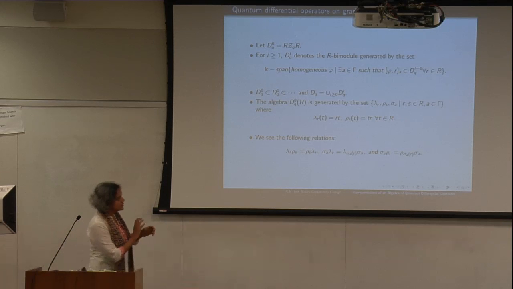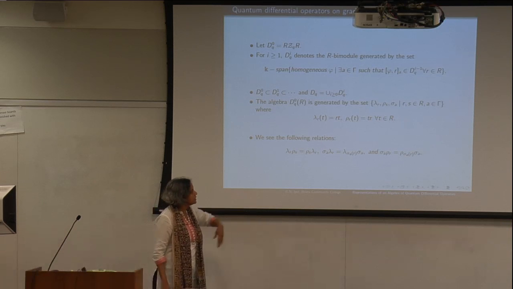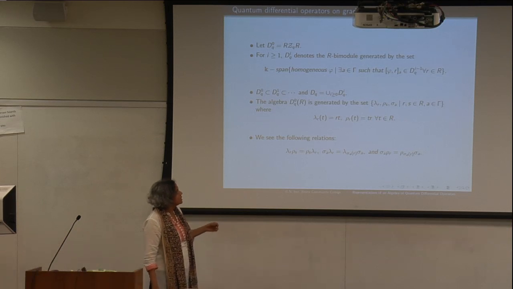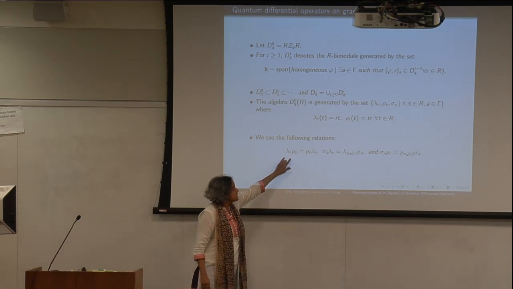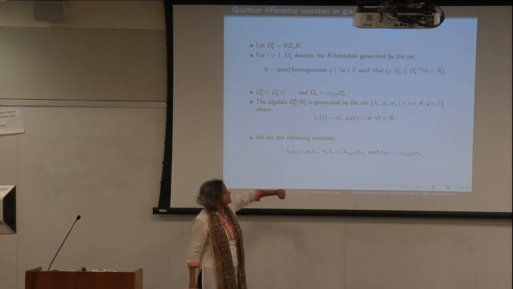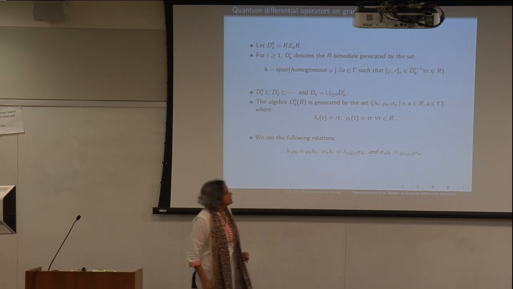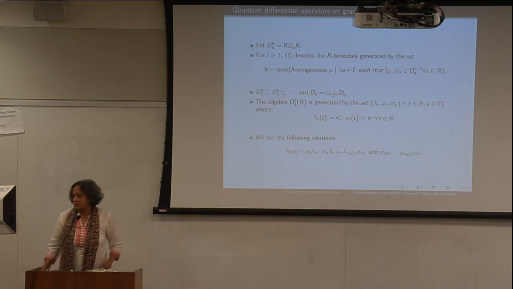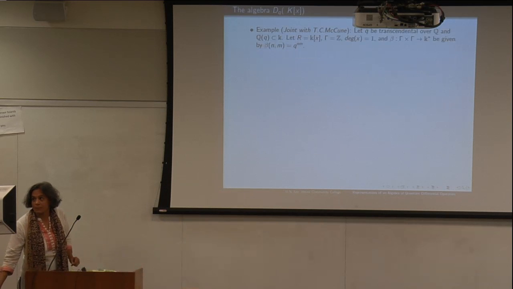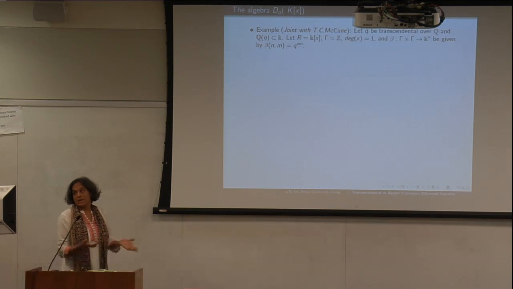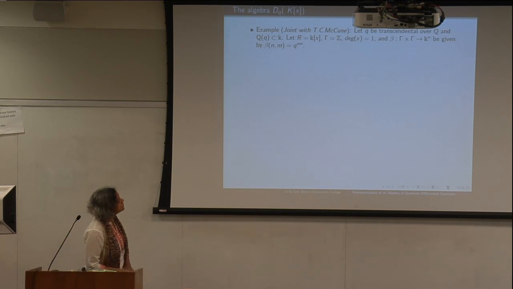There are these relations automatic for every gamma graded ring. Right and left multiplications commute. The graded operator almost commutes, both for left as well as right. So the main example I have looked at is joint work with McCune.